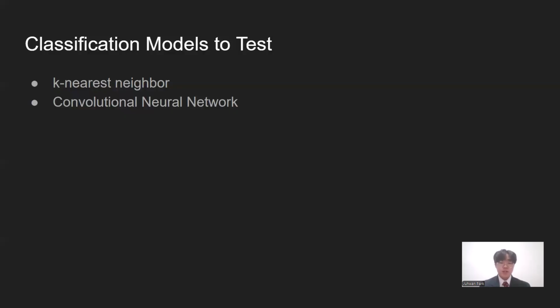In my project, I'll be testing two different machine learning models. The first is the K-nearest neighbor model. It's a simpler model. And the second one is a convolutional neural network. This is a little bit more complicated model.